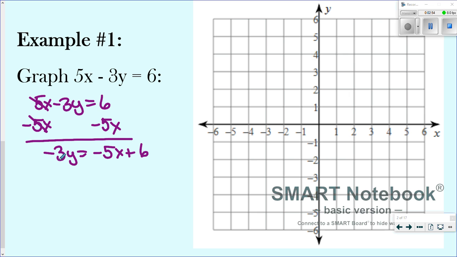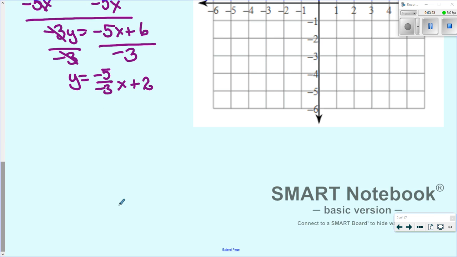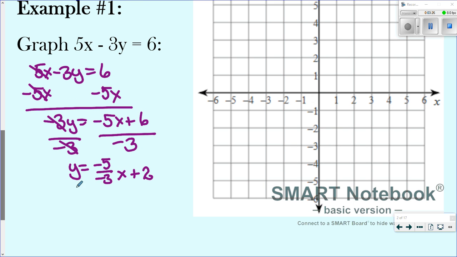We have that negative 3 with the y. Remember, we need to have the y by itself. We're going to divide by negative 3 on both sides. This cancels out. So we're going to have y equals negative 5 over negative 3x, and then positive 6 divided by negative 3 is positive 2. And then if you want to simplify this further, which you should, negative divided by negative gives you a positive. So then your new equation will be y equals 5 over 3x plus 2.